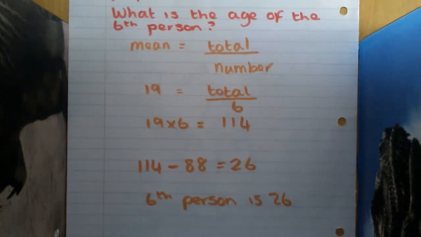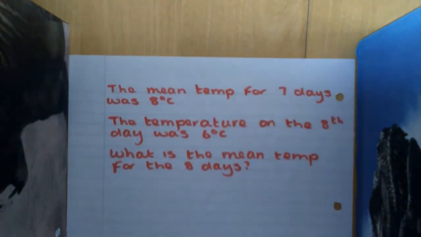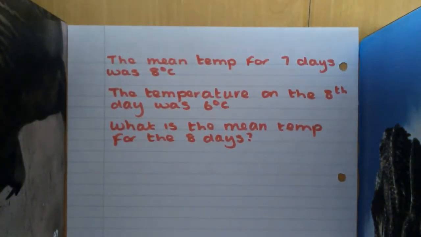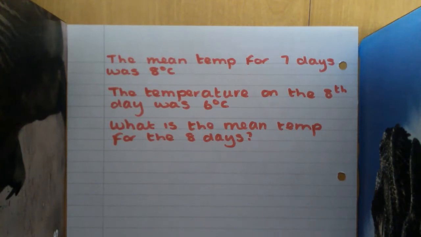Okay, so let's look at another type of question now. This is like the last questions on this sheet, on this particular clip. On this type of question, it tells me that the mean temperature for 7 days was 8 degrees C. The temperature on the 8th day was 6 degrees C. What is the mean temperature for all of the 8 days?